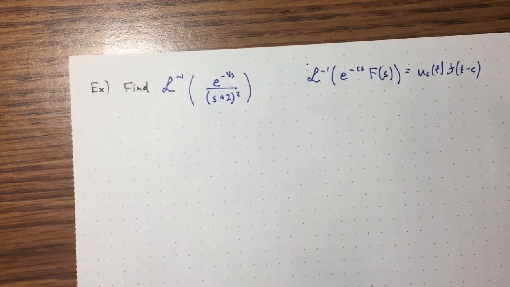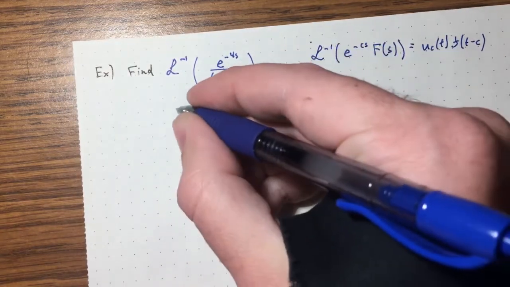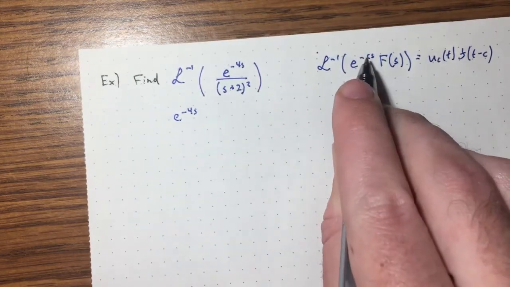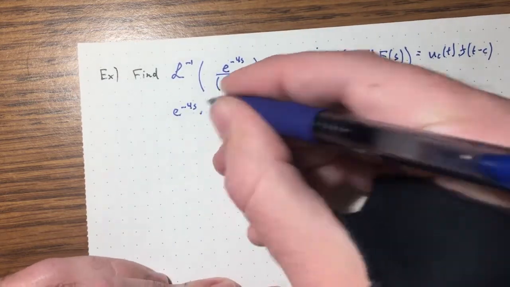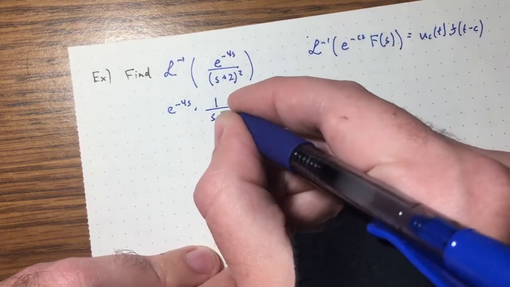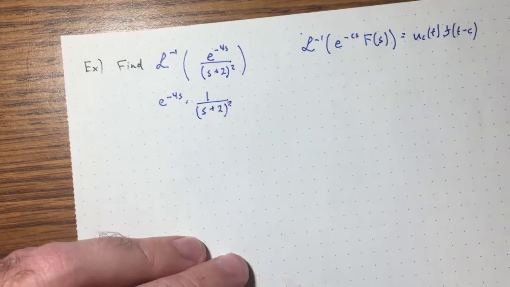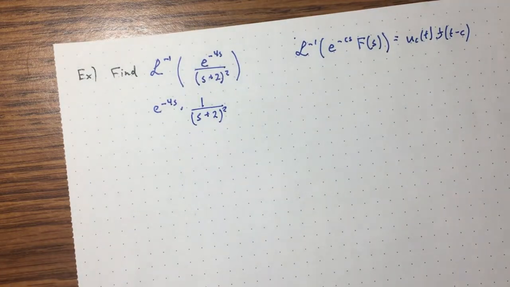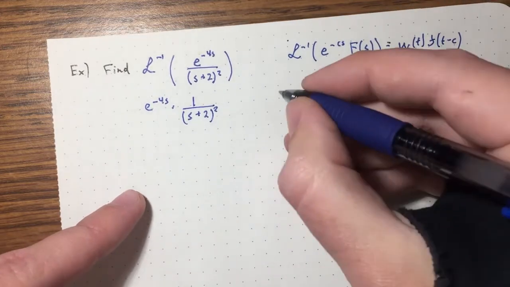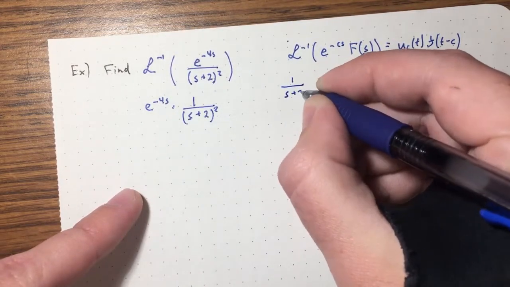Okay, so what do we do here? Let's rewrite this as e to the minus 4s, so clearly c is going to be 4 here, times some function capital F of s. And let's go through step at a time, just like before. So what is capital F of s? It's this, right?